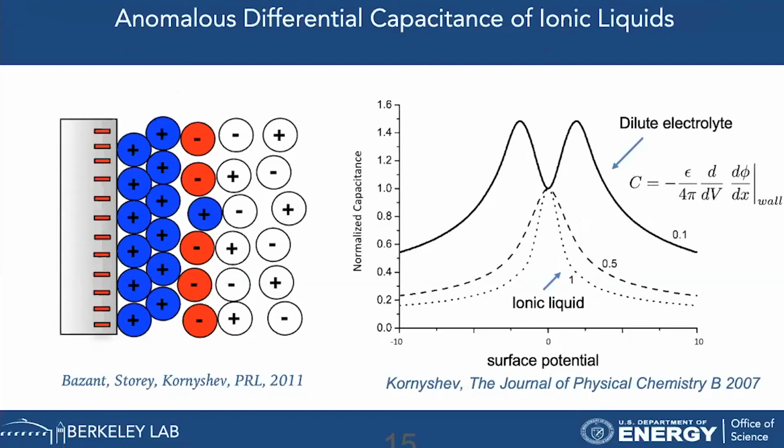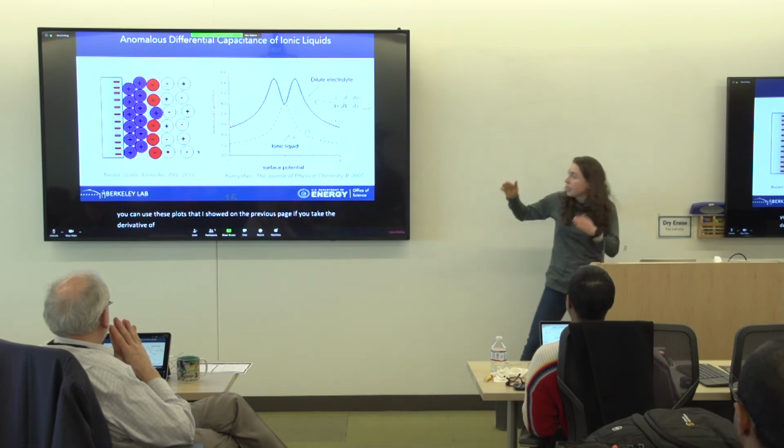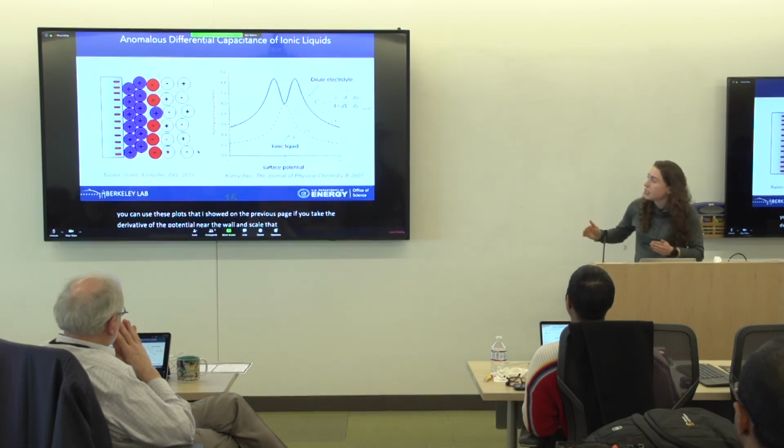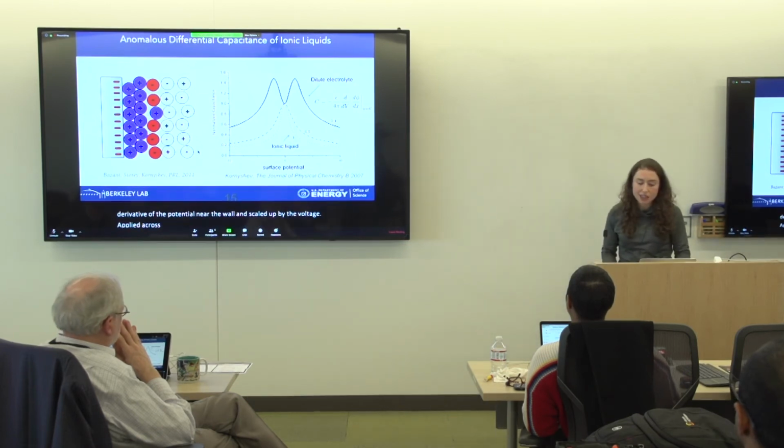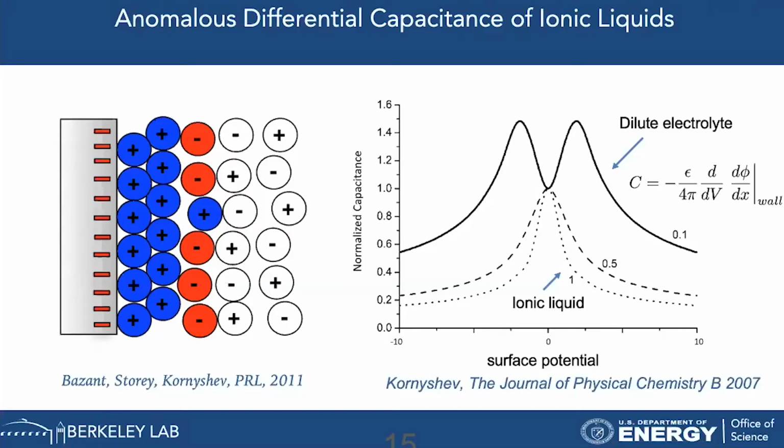And this is responsible for, you can use these plots that I showed on the previous page. If you take the derivative of the potential near the wall and scale that by the voltage you've applied across the electrode, you can use that to measure capacitance curves. And we know from theory and also from measurements that for dilute electrolytes, as you increase the surface potential on this metal electrode, the capacitance will increase linearly up to some point. And that's consistent with Gouy-Chapman theory, if you're familiar with that.